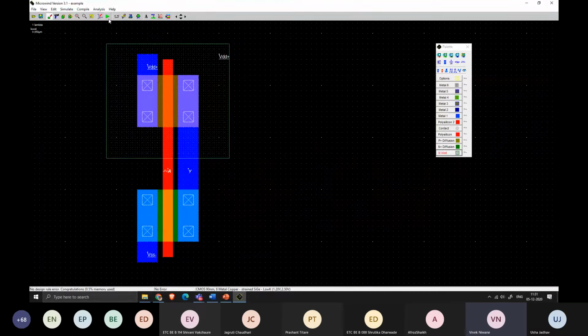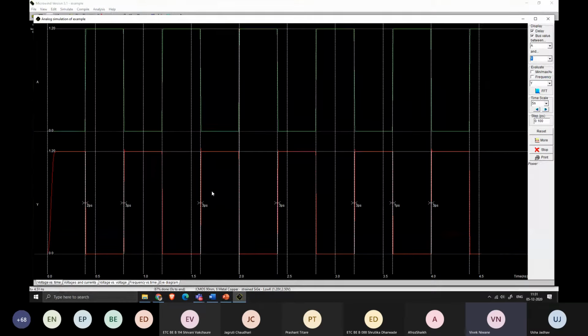Okay, let us see. This is a simulation button. Click on it. Can you see the green lines and the red lines? Whenever green is 1, then red is 0. Whenever green is 0, red is 1, and so on. Okay, so green one is A and red lines are Y. So your design is acting as inverter.